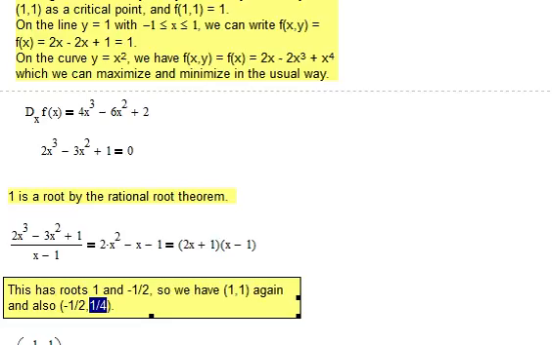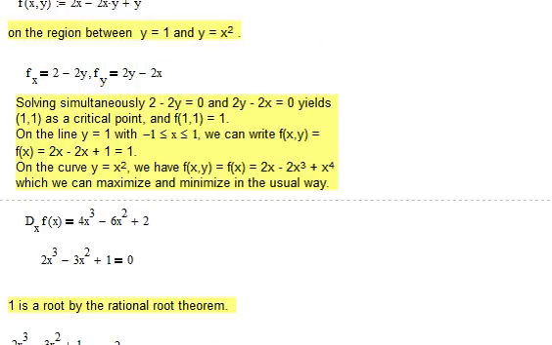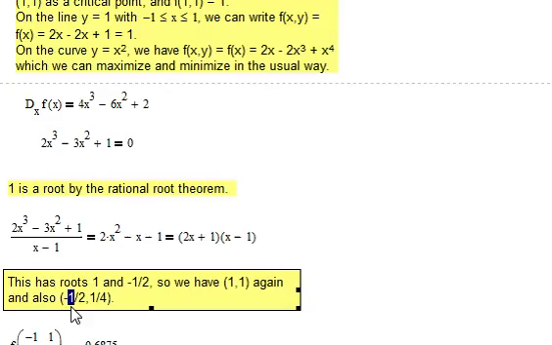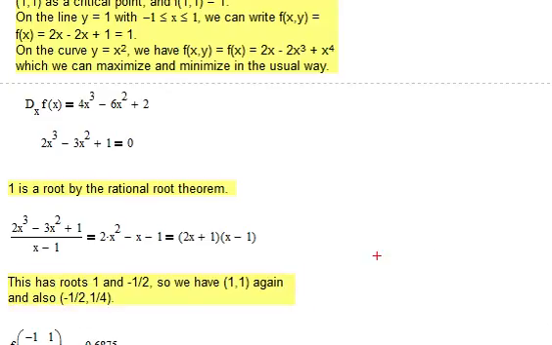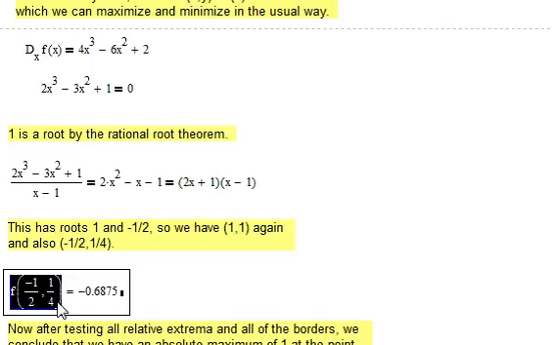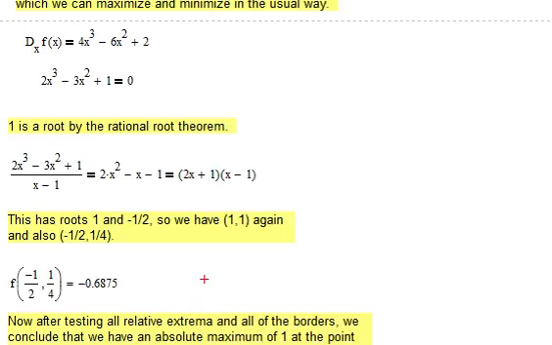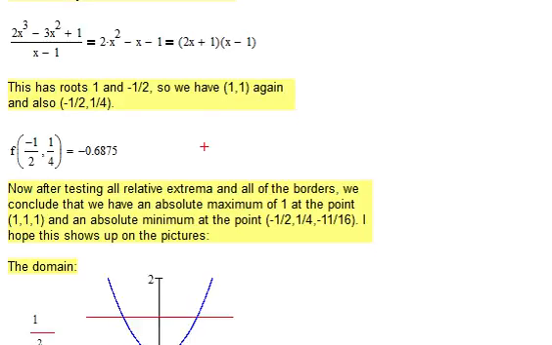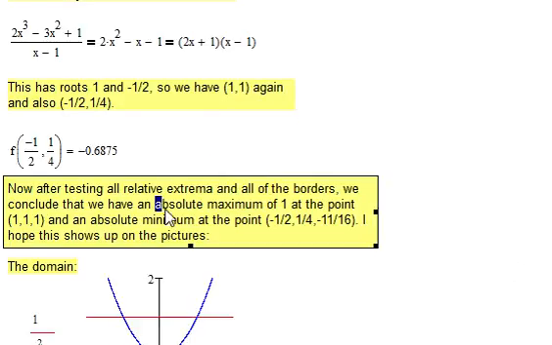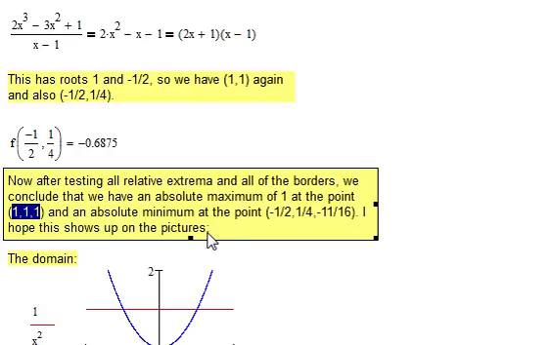So we got 1, 1 again, and also x equals -1/2 and y equals 1/4. Now, why is that so? Because if we're on the curve y equals x squared, then y equals -1/2 squared, so y is 1/4. Meanwhile, f evaluated there is this negative number. After testing all our relative extrema and all the borders, we conclude we have an absolute maximum of 1 at the point 1, 1, and an absolute minimum at the point -1/2, 1/4, of negative 11/16. By the way, where did I get the negative 11/16?